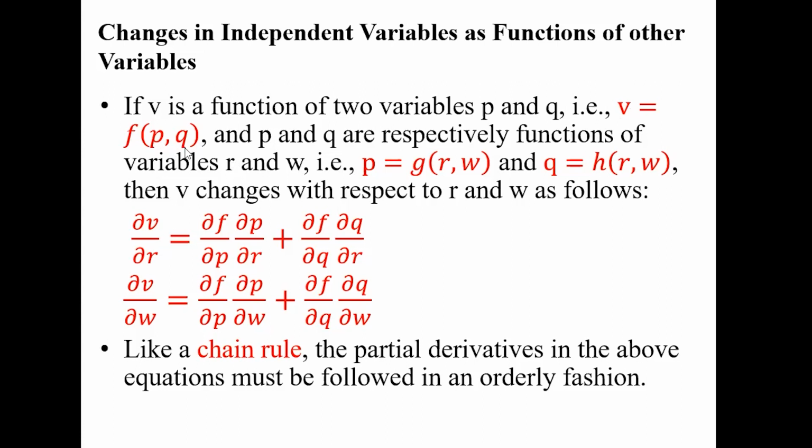So how do we capture this? We find partial of V with respect to R, and partial of V with respect to W. This is what we have. First, we find F with respect to P, and then P with respect to R, plus F with respect to Q, and then Q with respect to R. That is the first one, to find the partial of V with respect to R. Similarly, partial of V with respect to W: again, F with respect to P, and then P with respect to W, plus F with respect to Q, and then Q with respect to W. This is the chain rule, and you have to follow the order properly.